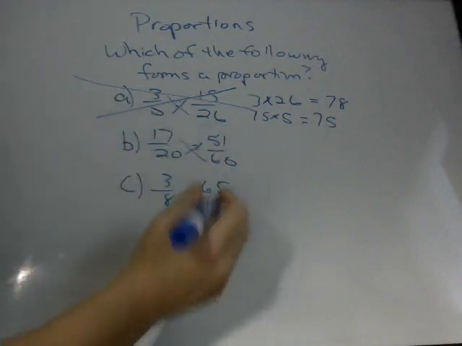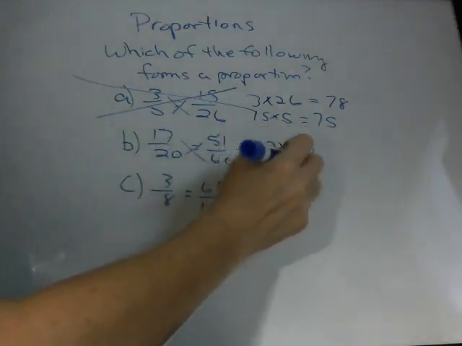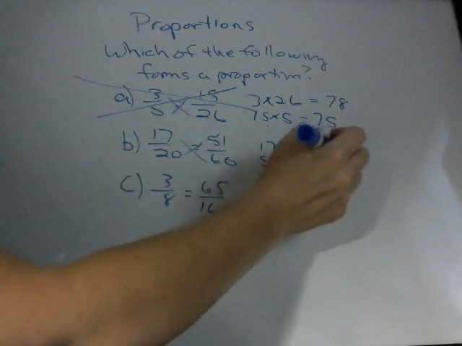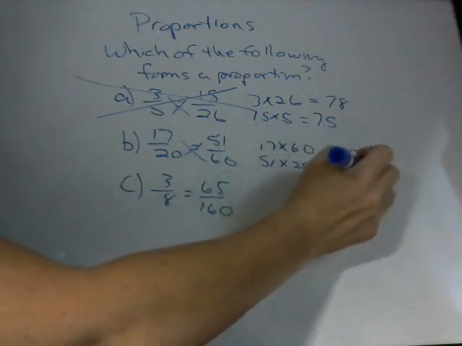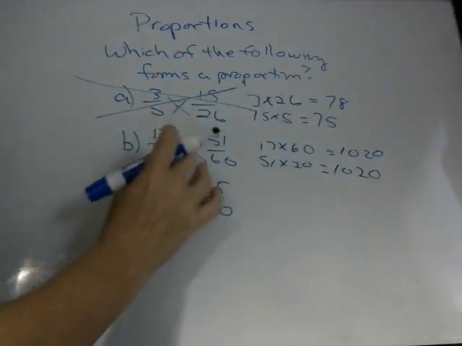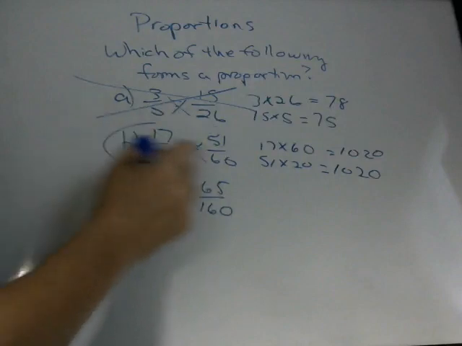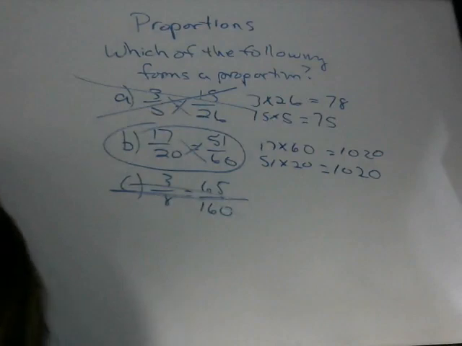We'll do the same thing with this one. We'll just do a cross multiplication. 17 times 60, 51 times 20. 17 times 60 is 1020. 51 times 20 is 1020. Those are the same number. Therefore, these two fractions are equal. Therefore, this is a proportion. And that's the right answer. Once you have the right answer, you don't need to go to any of the other answers, so you can go on to the next problem.